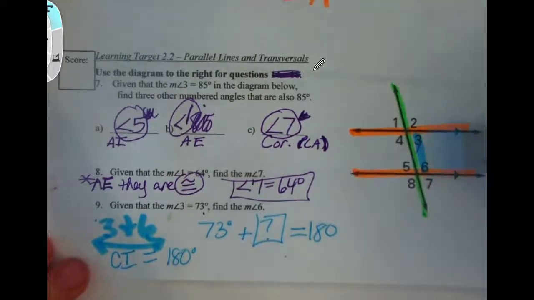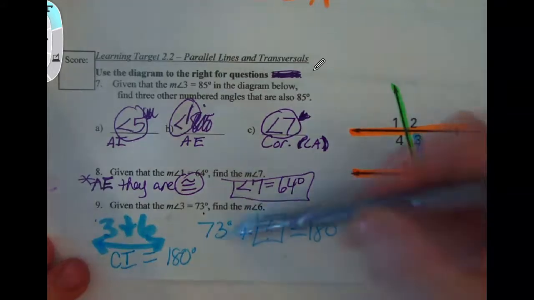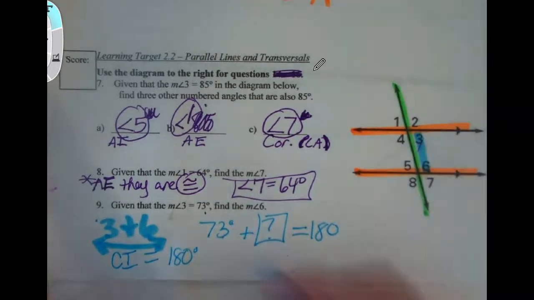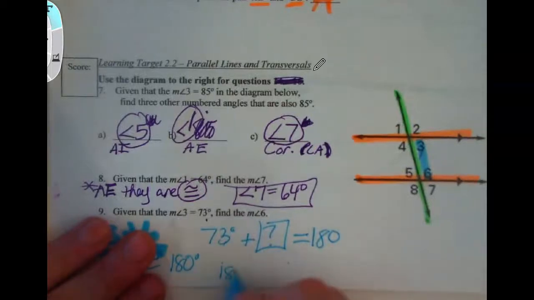Or we can remember, when it's just numbers, we can just subtract 180 minus the one that we know, and that gives the missing one. So you can do it either way because it's going to end up being the same thing, the total minus.